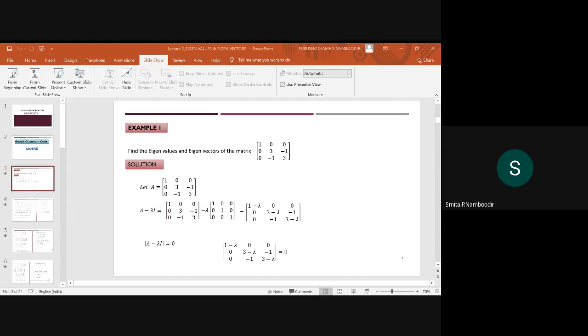Yeah, the next problem. Find the eigenvalues and eigenvectors of the matrix 1, 0, 0, 0, 3, minus 1, 0, minus 1, 3.